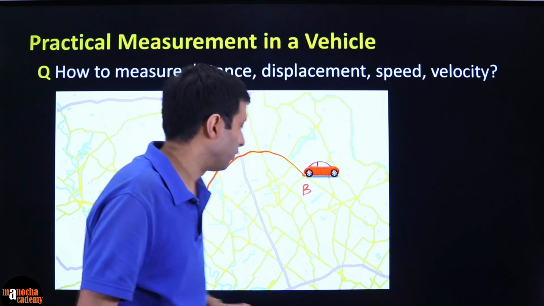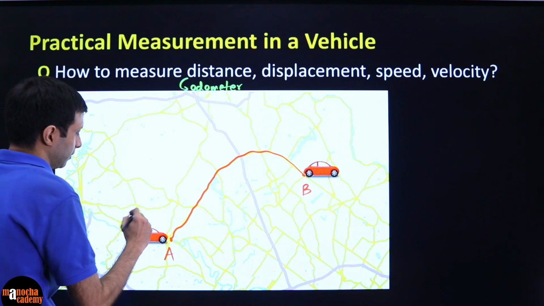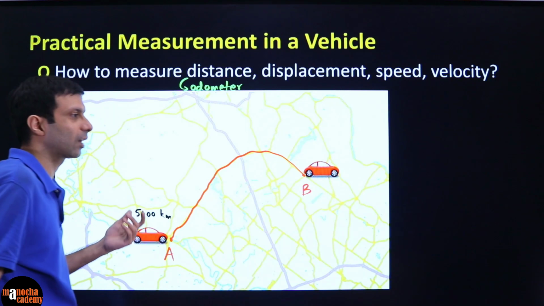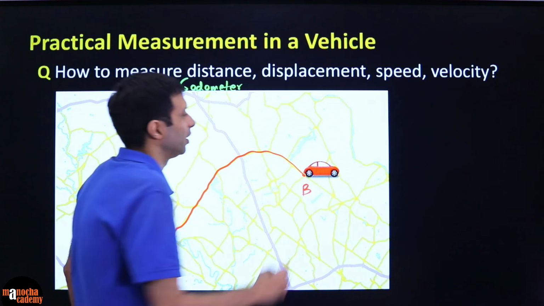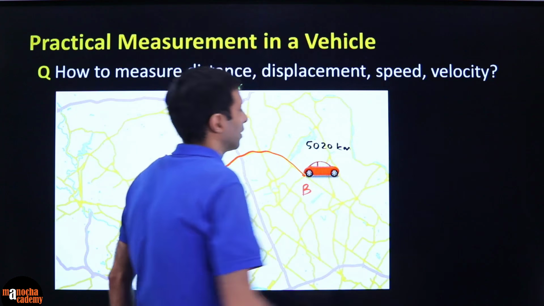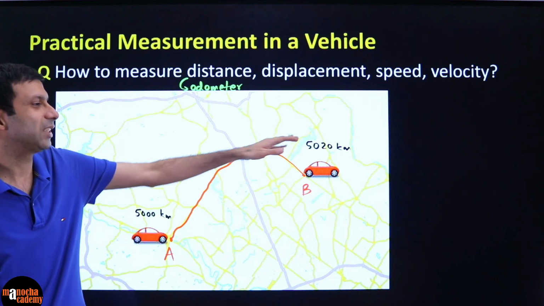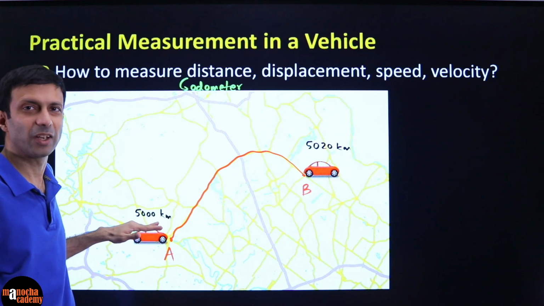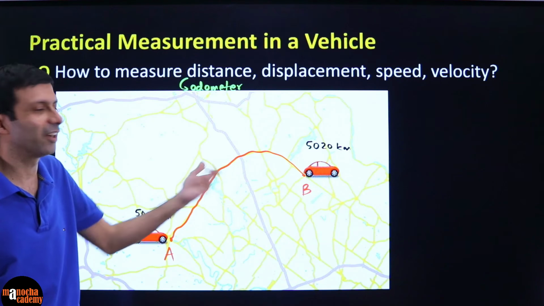For example, when you started the journey here, the odometer reading, let's say, was 5,000 kilometers. This means before starting here, your car has already traveled 5,000 kilometers. And let's say when you reached here, the odometer reading was 5,020 kilometers. Can you tell me how much distance your car has traveled? Very simple. You just have to subtract the two odometer readings: 5,020 minus 5,000, final odometer reading minus initial. So clearly the distance traveled here is 20 kilometers.